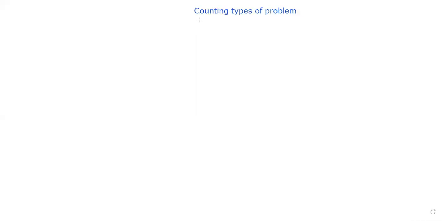Here we need to understand these counting types of problem. Counting types of problem in number system, we can see there are some types of problem wherever counting is very important. What is the mode of counting? Counting means if I want to find it out in a specific way, the numbers have been placed and I want to count it properly.